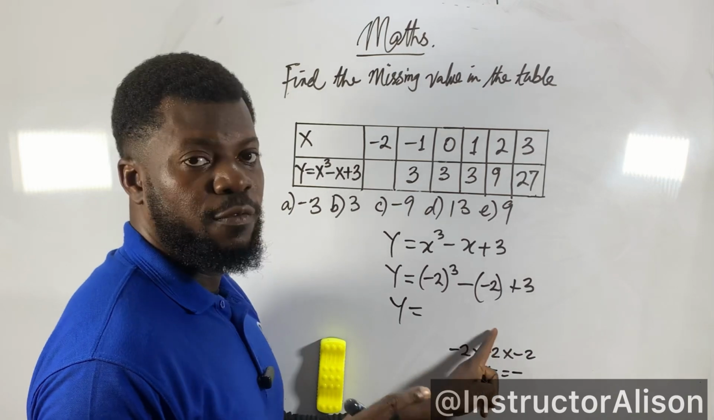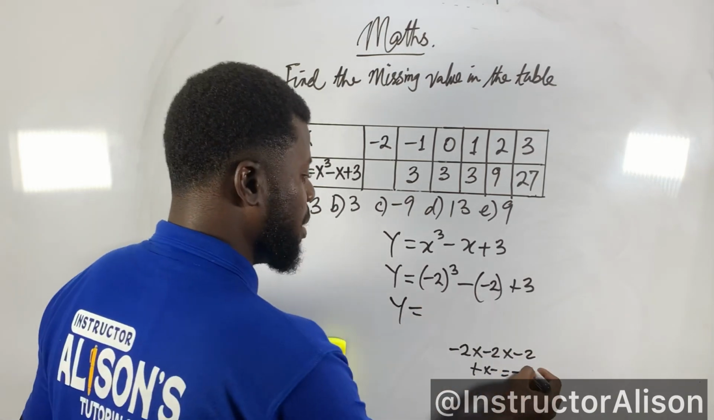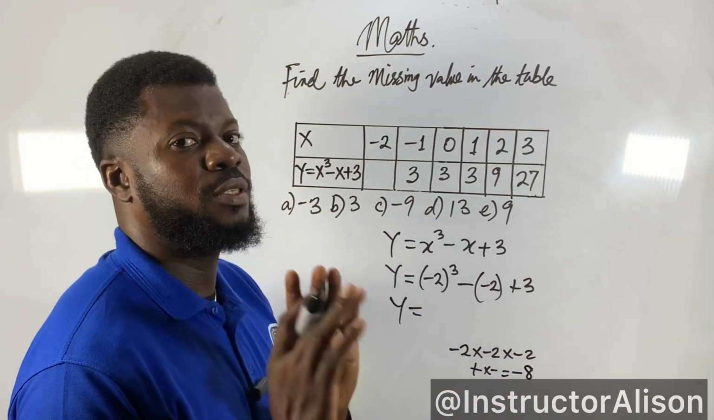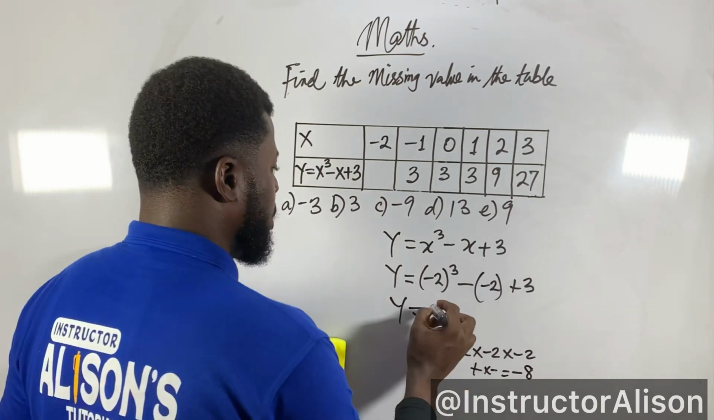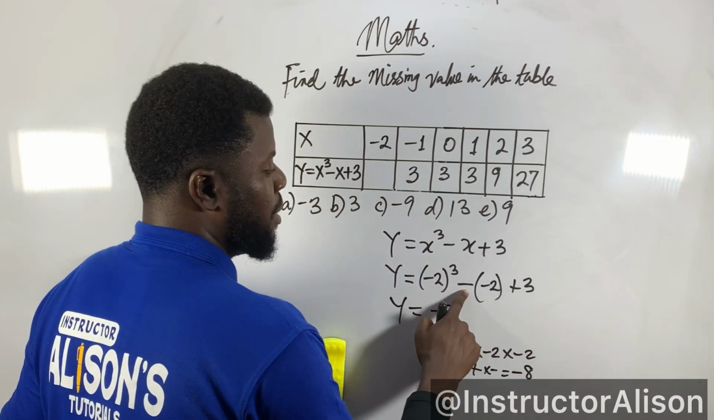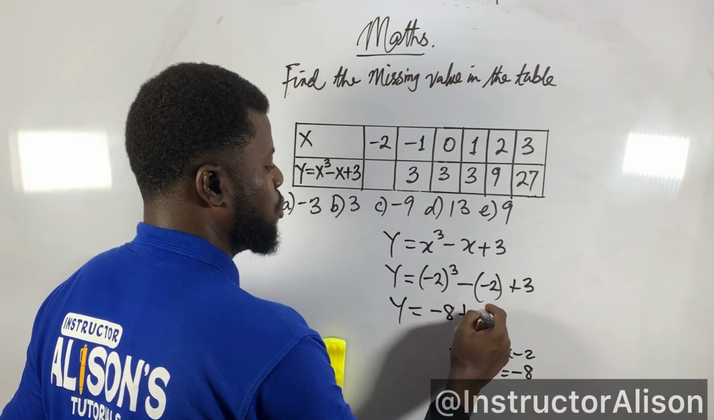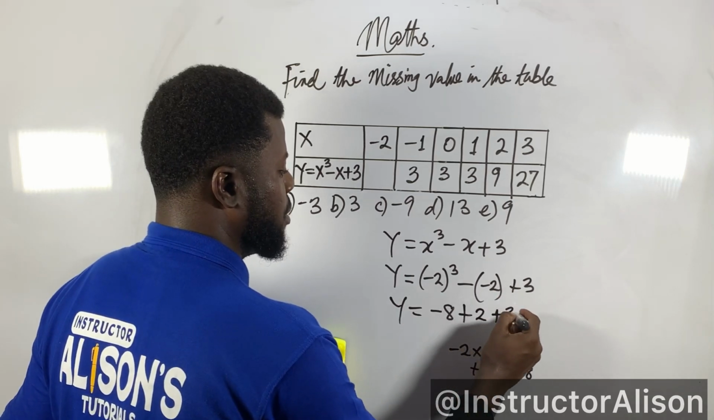2 times 2 now 4. 4 times 2 now 8. So it will be minus 8 instead of plus 8. So now we will get minus 8 here. Minus times minus will be plus. And these 2 plus 3.